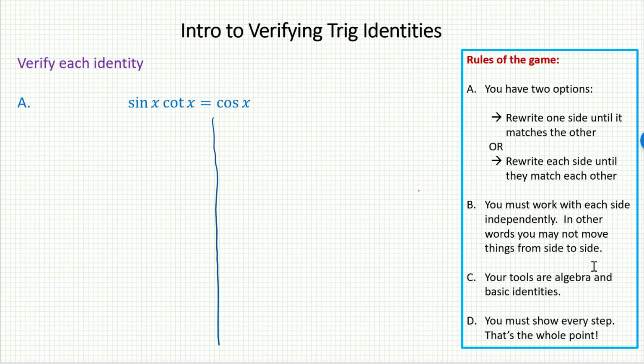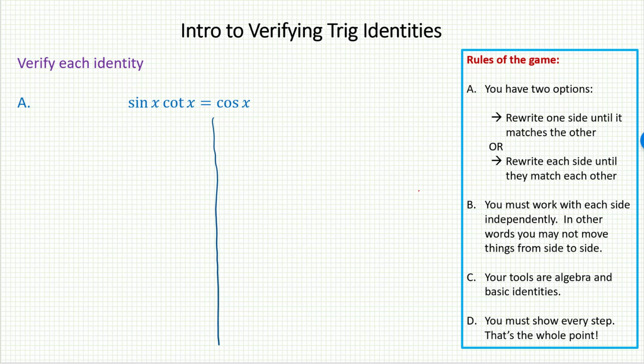My tools are algebra as well as basic trig identities. And letter D, so important, there is no answer here. We already know this is an identity. The whole point here is showing the steps. If you skip a step, you have not verified the identity. So this is all about showing individual steps.